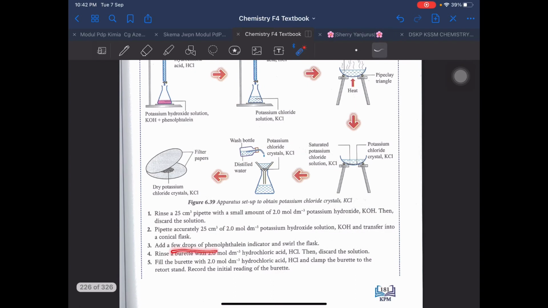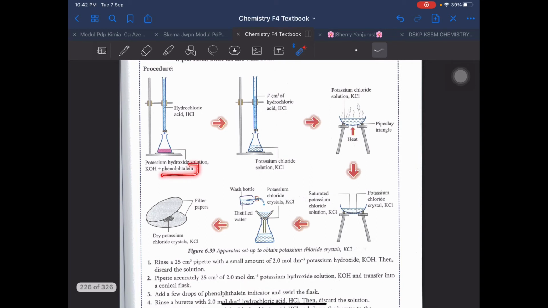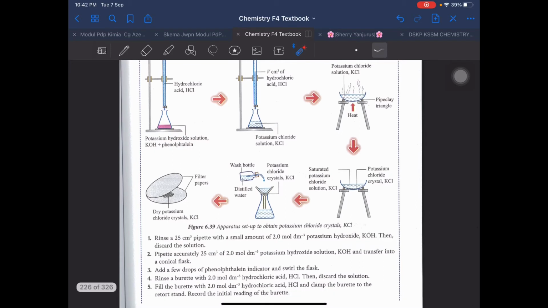Next, add a few drops of phenolphthalein indicator and swirl the flask. Okay, phenolphthalein indicator is going to turn the potassium hydroxide, yang mula-mula potassium hydroxide tu dia colorless tu. But once you drop phenolphthalein in, dia akan jadi alkali. Okay, you will see purplish pink. We call pink color. After you add a few drops, you swirl lah supaya the solution is homogeneous. Okay, maksudnya sekata.